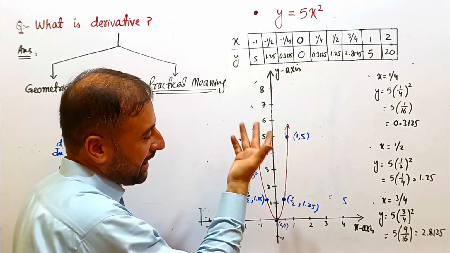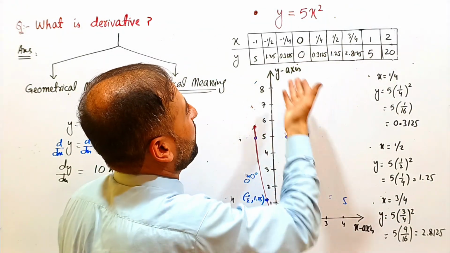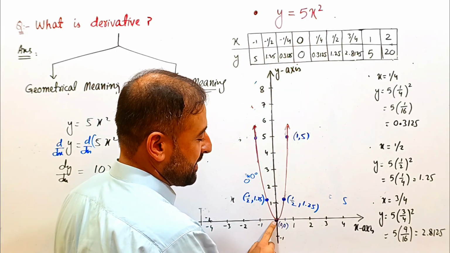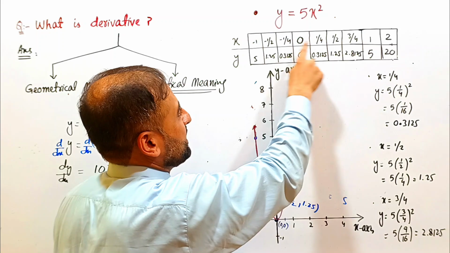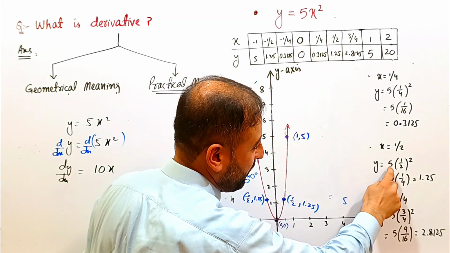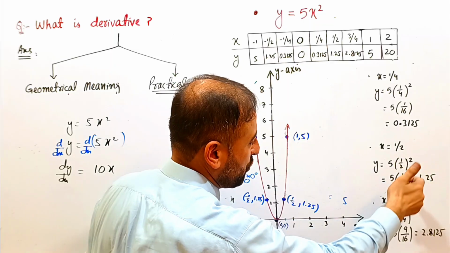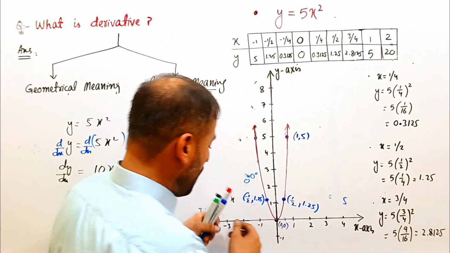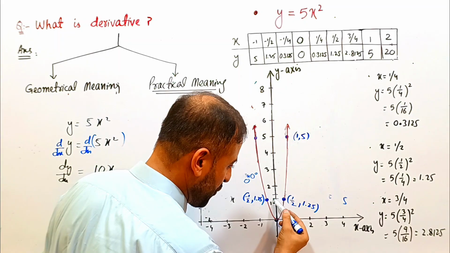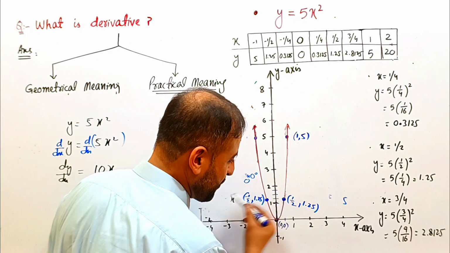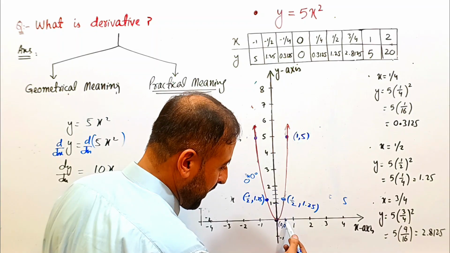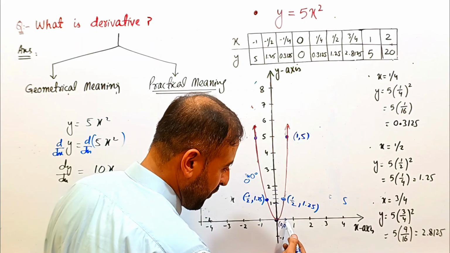Right, students, this is the graph of the function. Hopefully you have no confusion. If you put x is equal to 0, y will be 0, that is (0, 0). If you put x as 1 by 2, y will be 1.25. X is 1 by 2, y is equal to 5 into x square, 1 by 2 square is 1 by 4, which gives 1.25. So students, this is 1, this is 1.5, this is 1.25, this is what? This is 1.75.